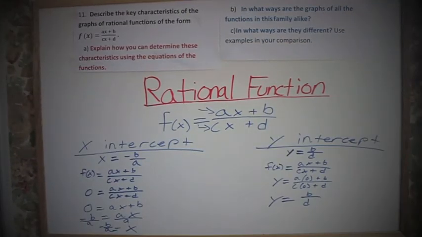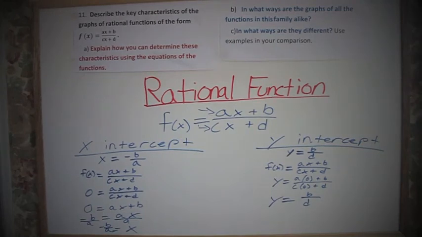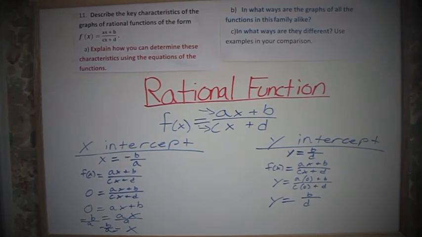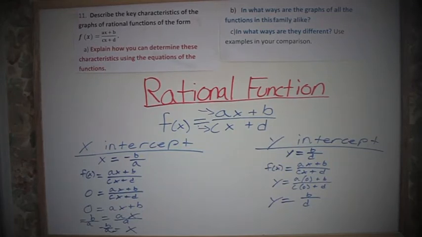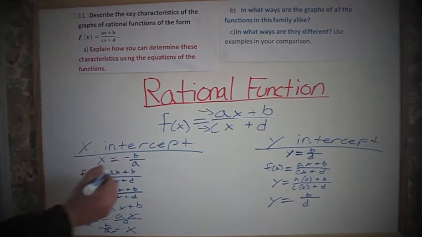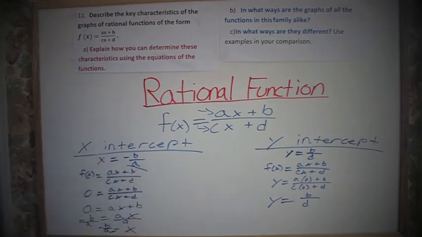Another key characteristic of rational functions are x and y intercepts. They are the points in which the function crosses the x and y axis. First, we can determine the x-intercept through the value negative b divided by a.